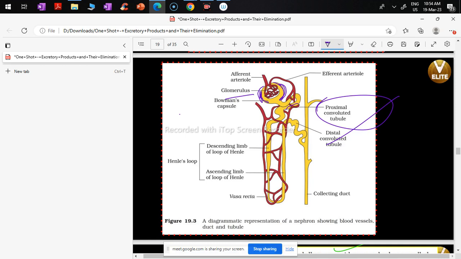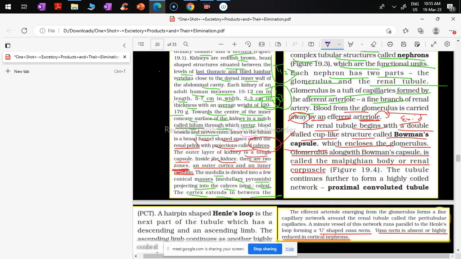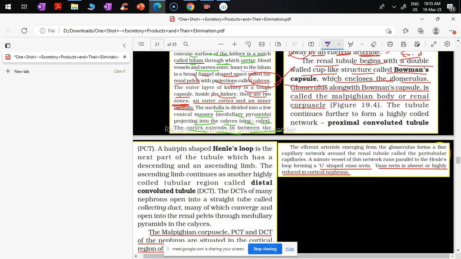Whereas the second one you can see in this diagram is the distal convoluted tubule. Distal means which is at a distance. Proximal means which is near. So the one near to the Bowman's capsule is the proximal convoluted tubule, and the second one, at a distance from the Bowman's capsule, is the distal convoluted tubule. So these two types of structures are present here. The renal tubule continues further to form a highly coiled network, the proximal convoluted tubule, and its short form is PCT.